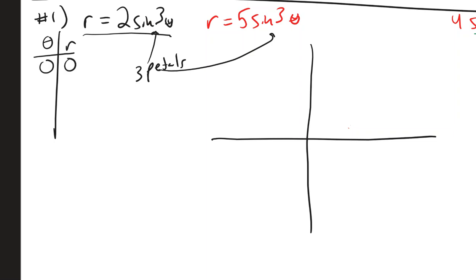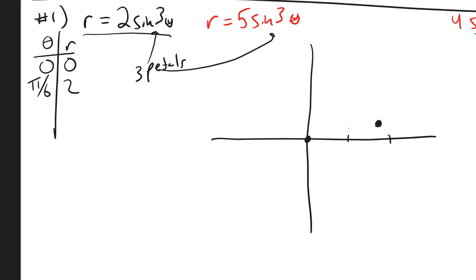So I could plug in 0 and get 0. I don't know. You can just start plugging in random stuff. There's nothing wrong with that. Plug in pi over 6. You get 2. So that would be about right there.